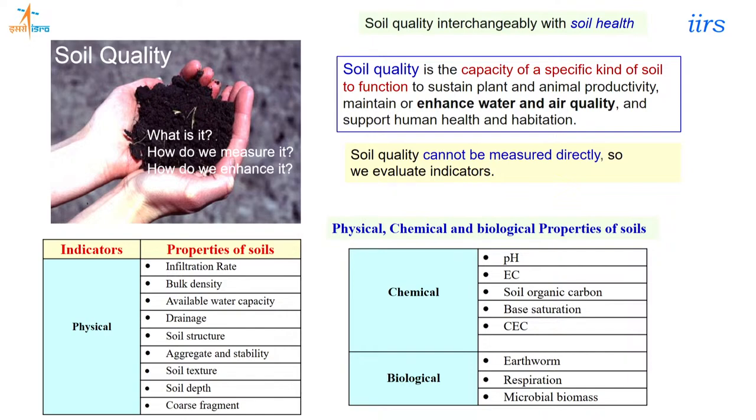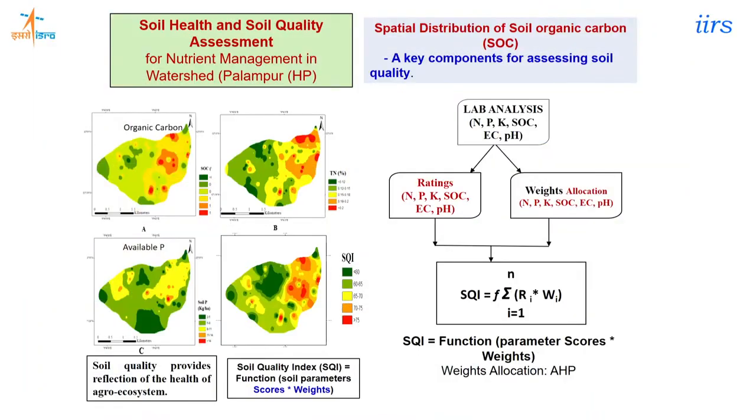We cannot measure soil quality because soil quality is a complex property which cannot be measured with any instrument or directly. It can be assessed with the help of various physical, chemical, and biological properties.